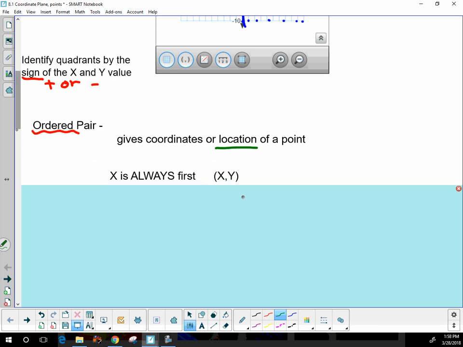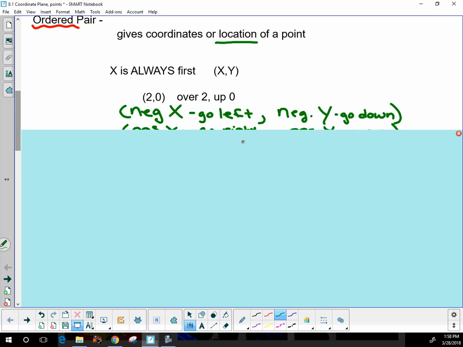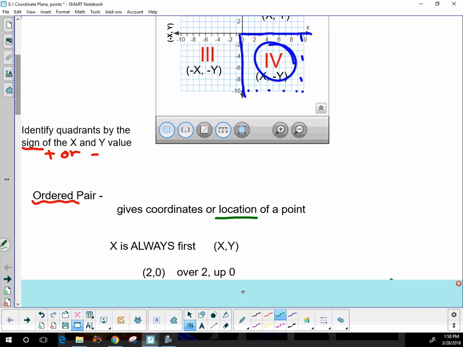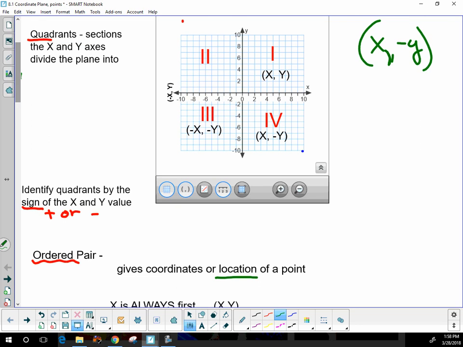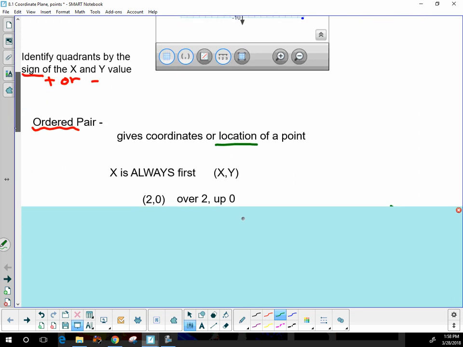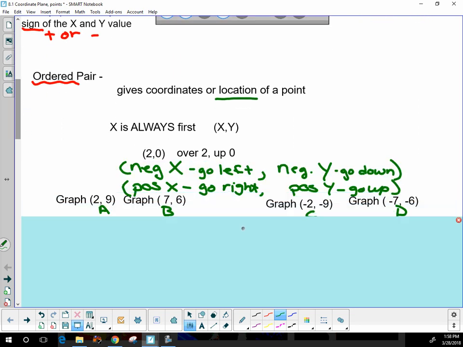X is always first, like I said. And so what that means, if I have (2, 0), I would go over to 2 on my x coordinate. I'm not sure, I didn't review this fully. So when x is 2 and y is 0, I believe, that means I go over to the 2 on the x, but stay where 0 is on the y. Okay, that's actually called an intercept. We're going to be working a lot with points that are intercepts.